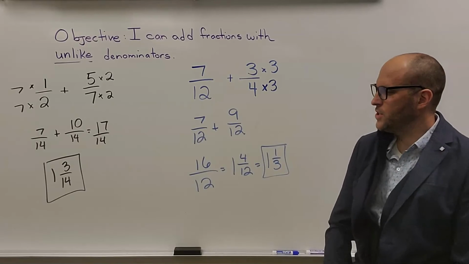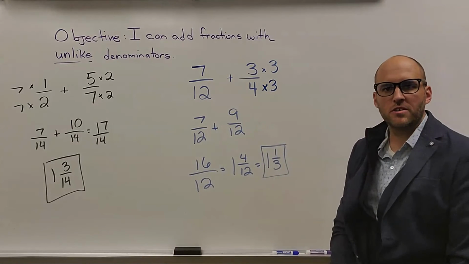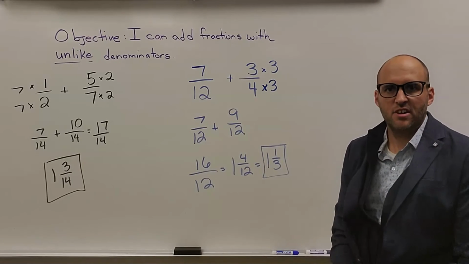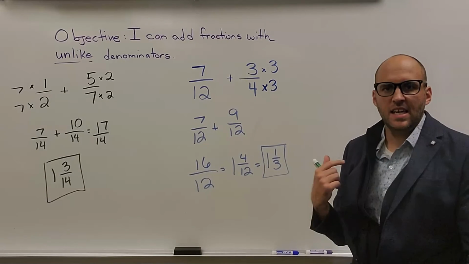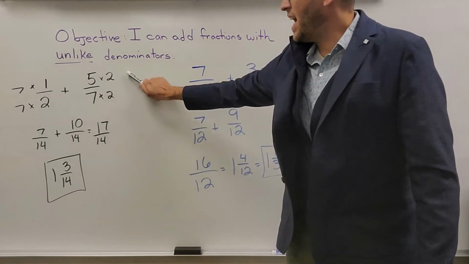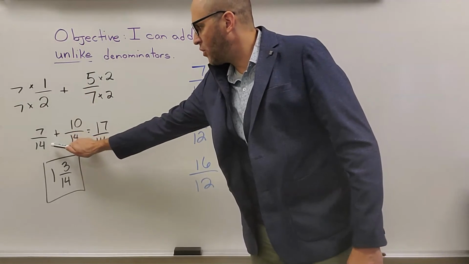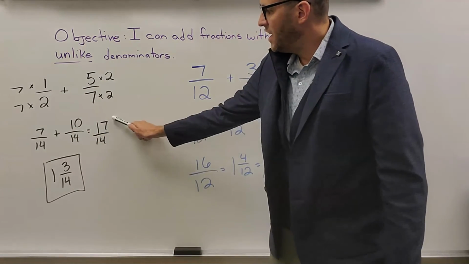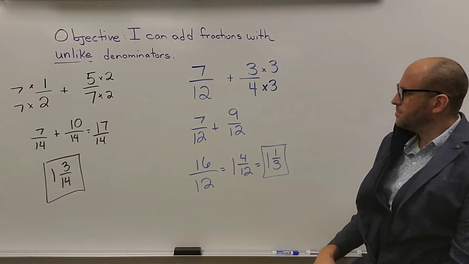Hopefully, mathematicians, you ended up with 1 and 3/14 and 1 and 1/3 for your 2 answers. If you did, give yourselves a pat in the back. If you got 1, even better. Let's see if we can figure out where your mistake is. We had to multiply 5/7 by 2 here and 1/2 by 7, which gets us 7/14 and 10/14 equals 17 over 14. And then we get 1 and 3/14 right there.